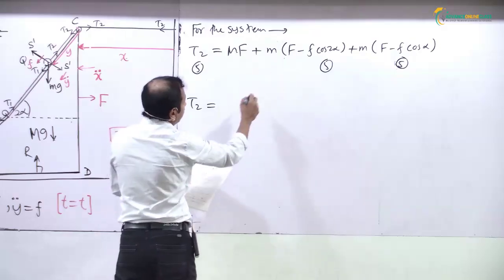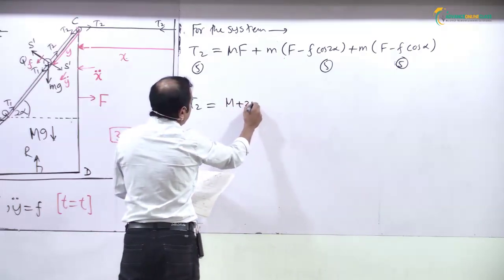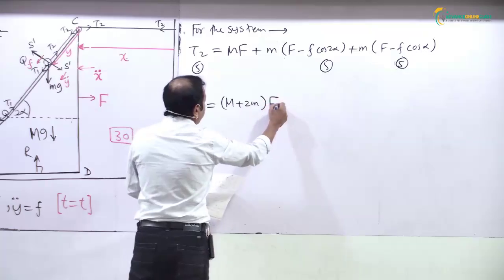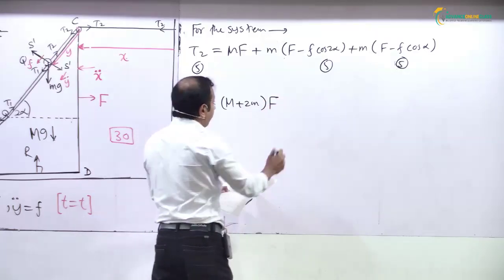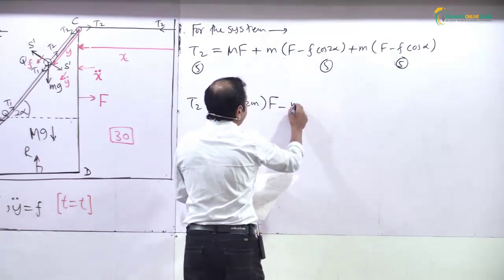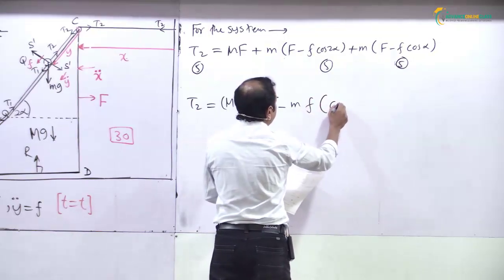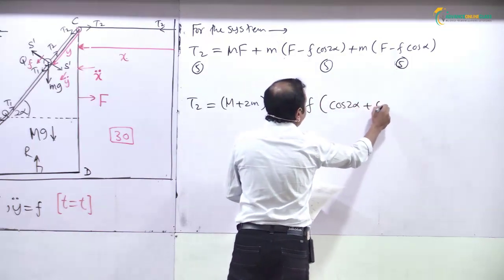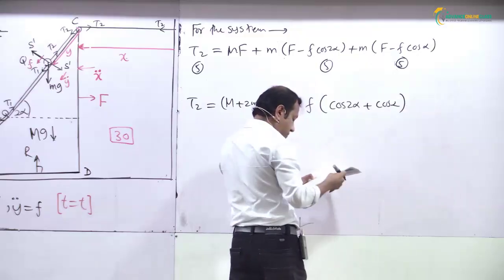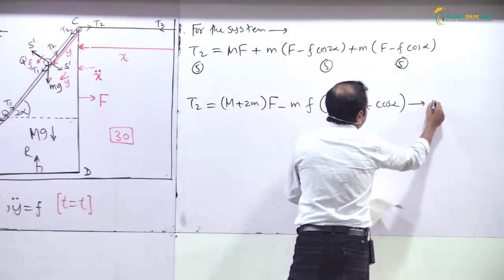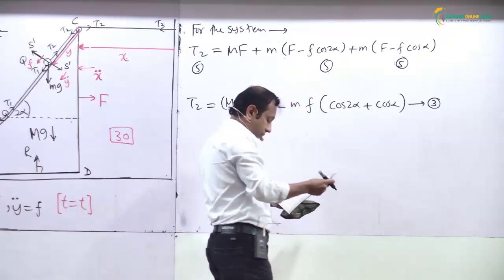Then T2, I can write. Take the capital F terms together: M plus 2M times capital F, and take the small f out. Then we get cos 2 alpha plus cos alpha. This is number 3.